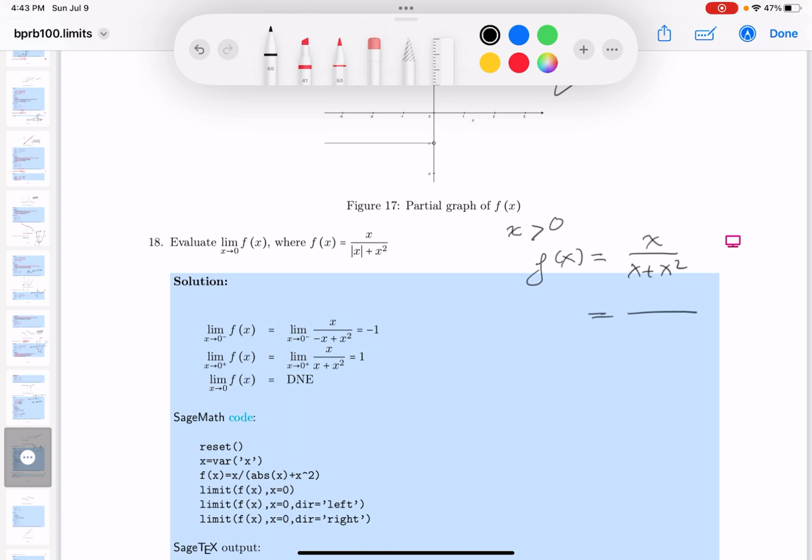I'm going to divide through by x to get 1 and 1 plus x. I certainly know what that looks like, all right? And we're above the 0. So what does that look like? Let's take a look at it. At 0 would be 1.